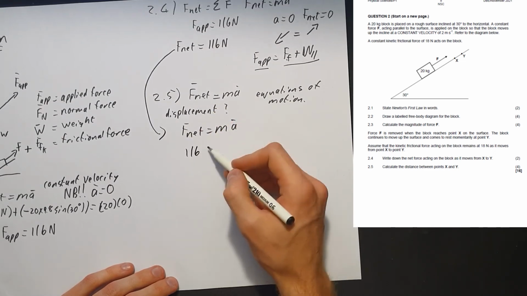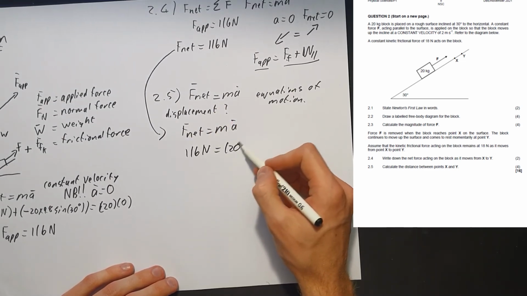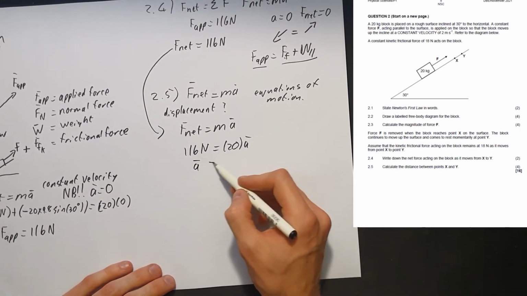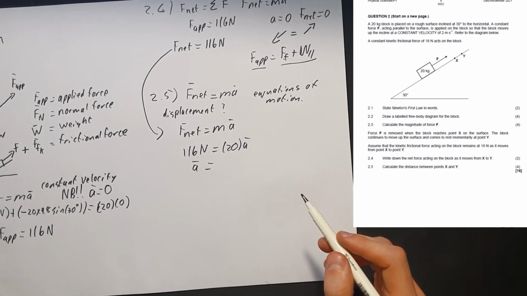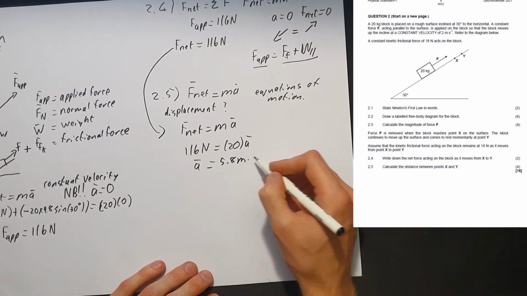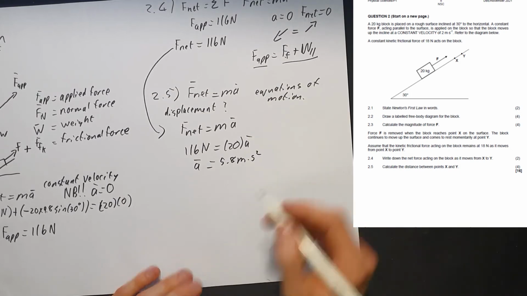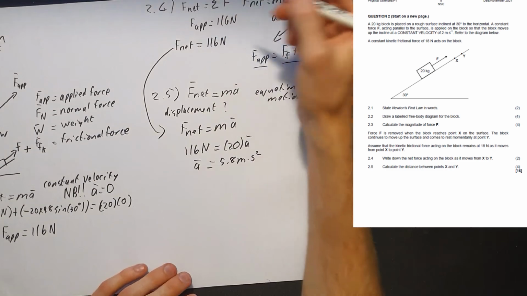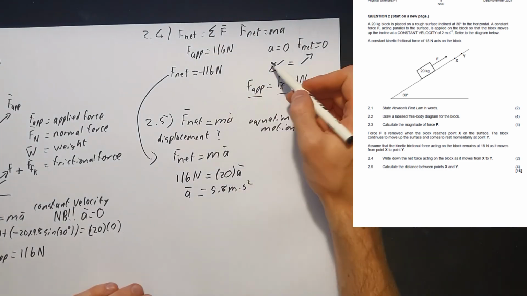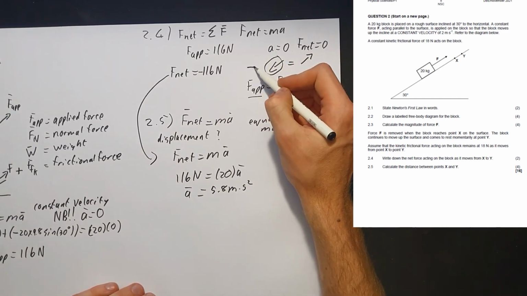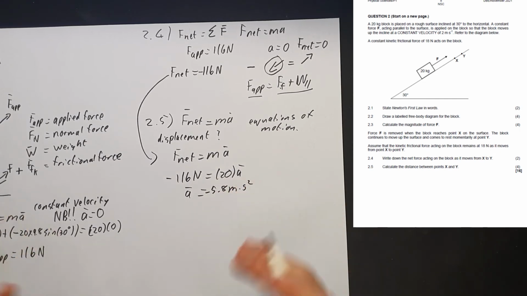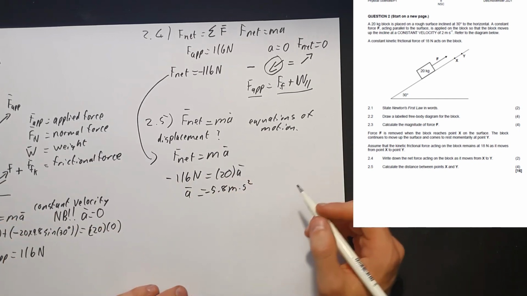So we can have 116 newtons equals 20 times my acceleration. Okay. And then our acceleration is going to equal, let's have a look here, 5.8 meters per second squared. Okay, I've made a mistake. Your net force is now negative. Why? Because everything's acting down the slope. Remember I said down the slope should be negative. So therefore your net force needs to be negative. Therefore your acceleration needs to be negative. Why? Because the object is slowing down.